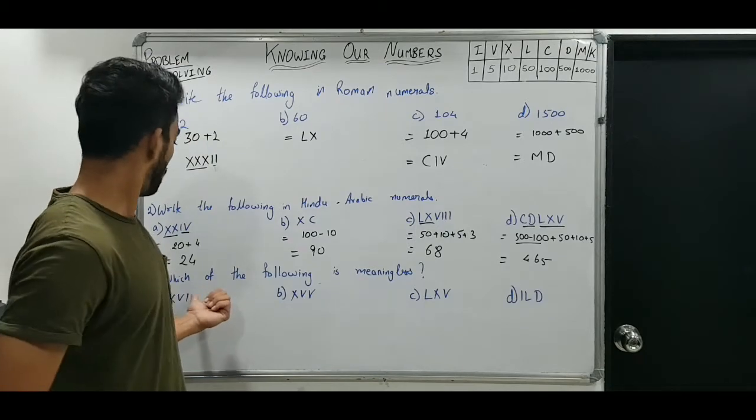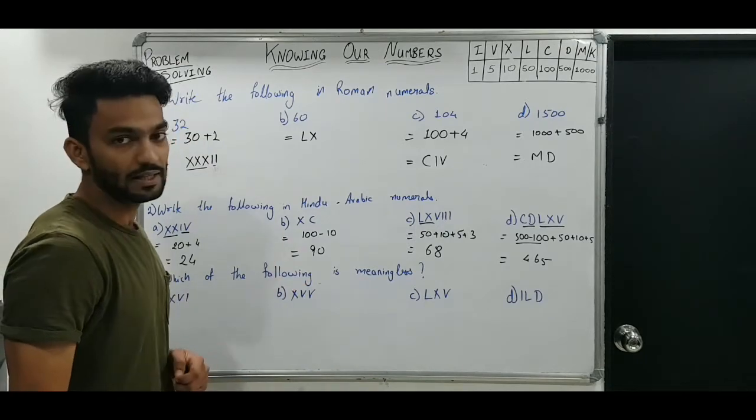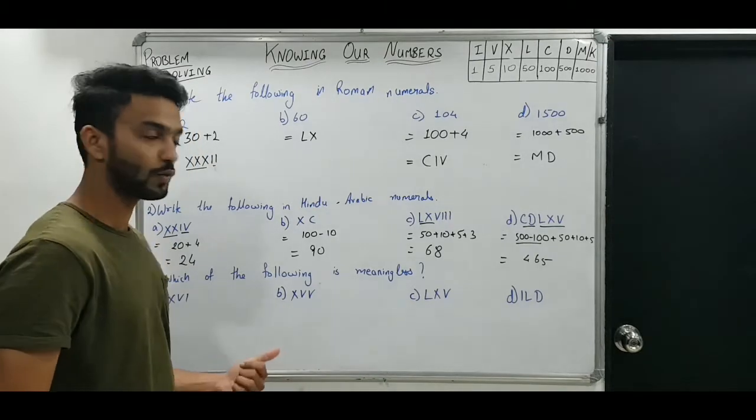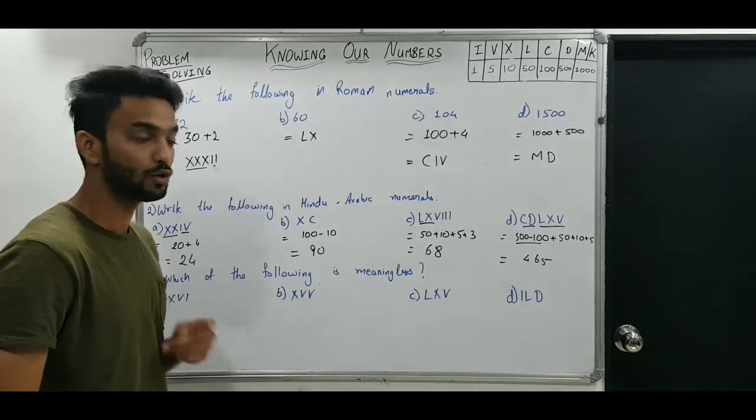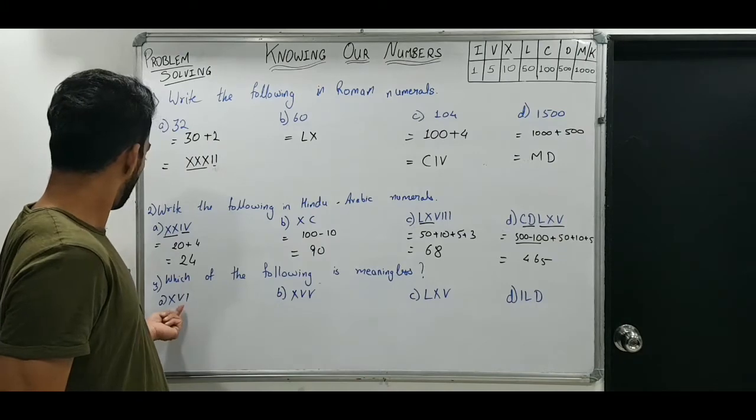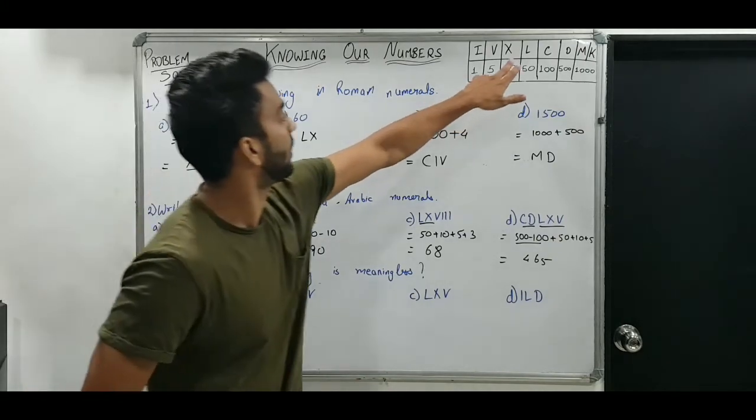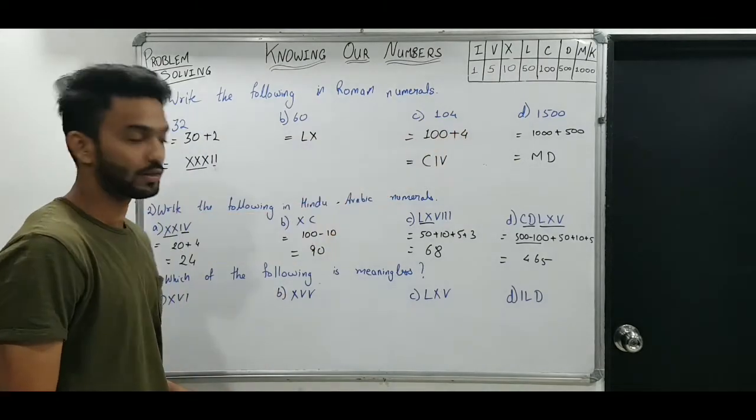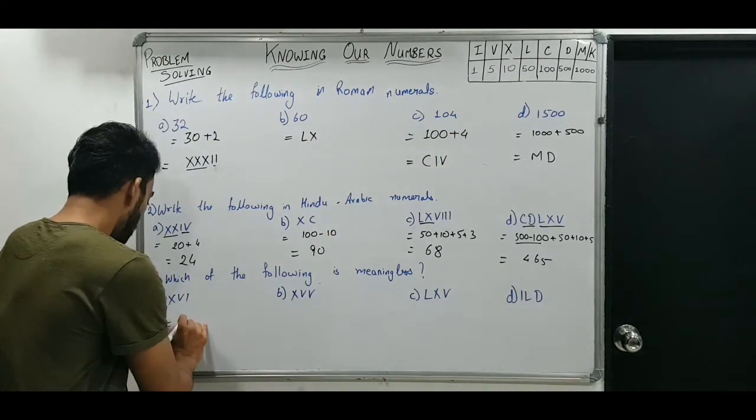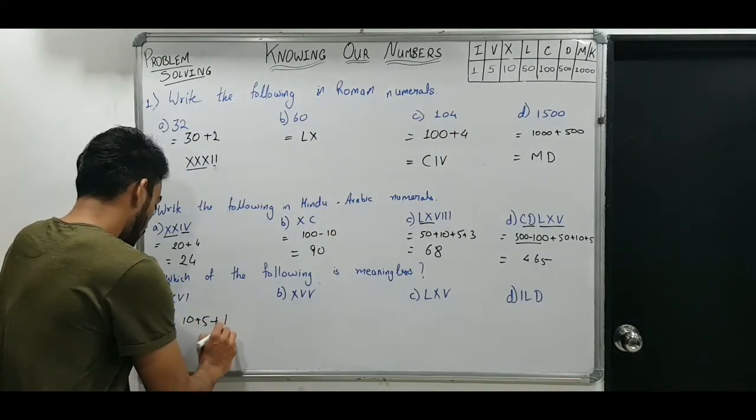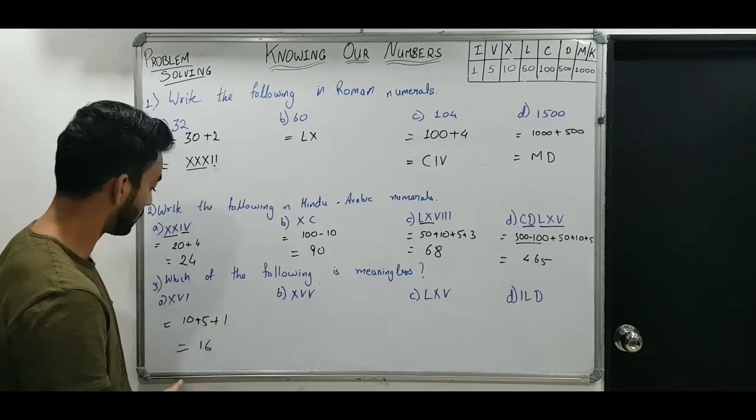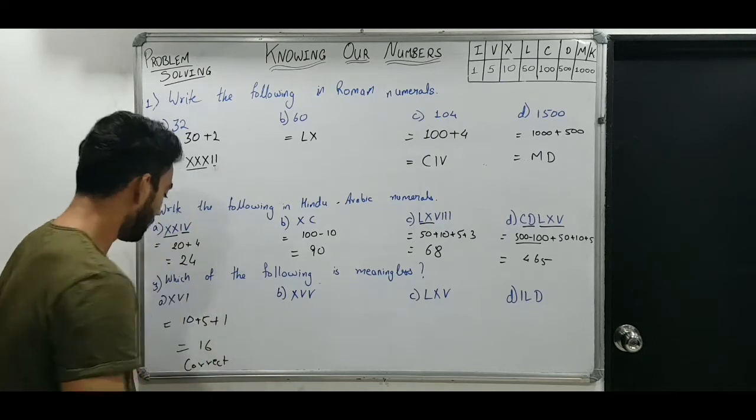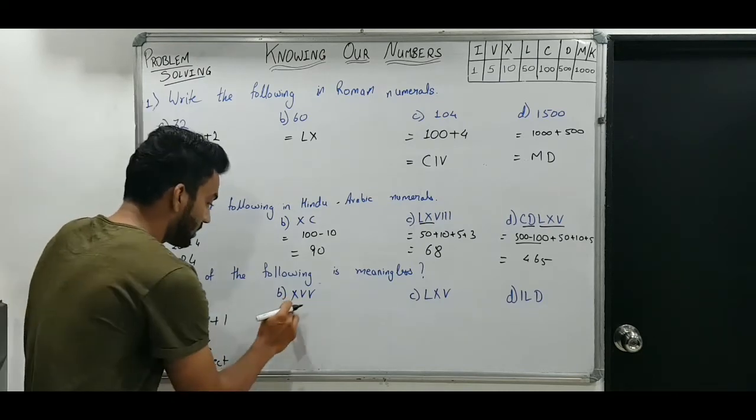Next question, which of the following is meaningless? As per the rule, if these are not written as per the rule it is meaningless, so we have to see if these are written as per the rule. XVI decreasing form में जा रहे हैं, we can add and find the value of this, so it will be 10 plus 5 plus 1, so that is 16. So it is correct. ये सही है.